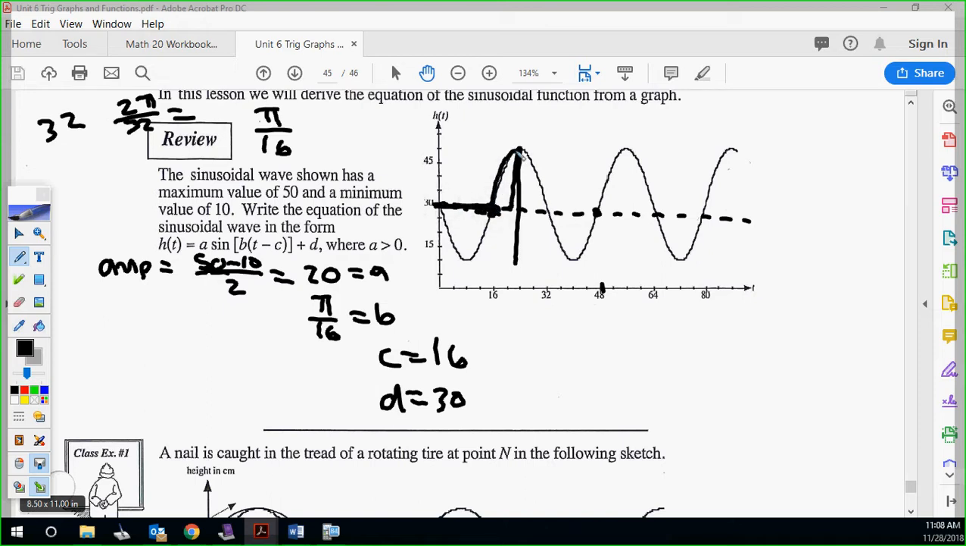So our equation for this graph will be y equals 20 sine of pi over 16 times (x minus 16), plus 30. That's your equation from that function using all the stuff we know how to do. Any questions on those? Any things we got?